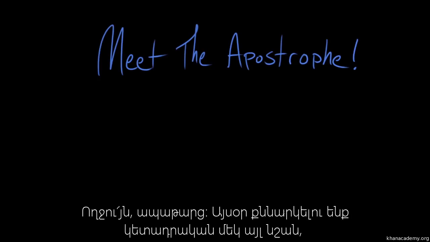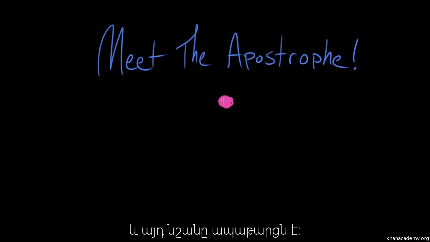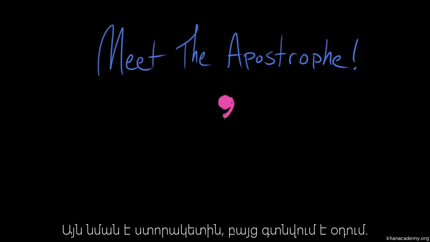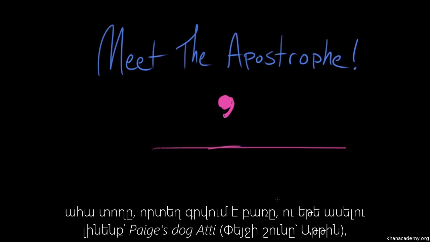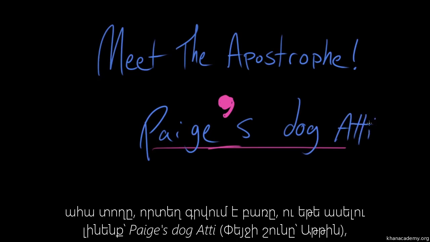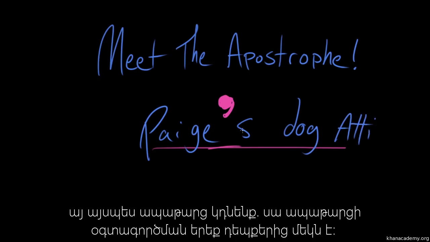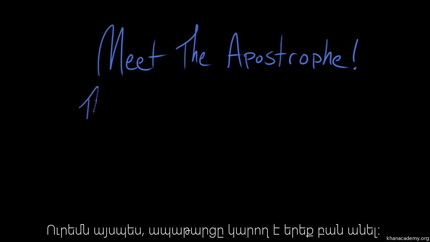Hello, apostrophe. Today we're going to start talking about a different piece of punctuation, and that piece of punctuation is the apostrophe. It kind of looks like a comma, but it's one that floats in the air. Here's the ground. Here's the word ground. And if we say, I don't know, Paige's dog, Addie, we're using the apostrophe, not shown to scale, obviously, in one of its three different applications. So the apostrophe can do three things.